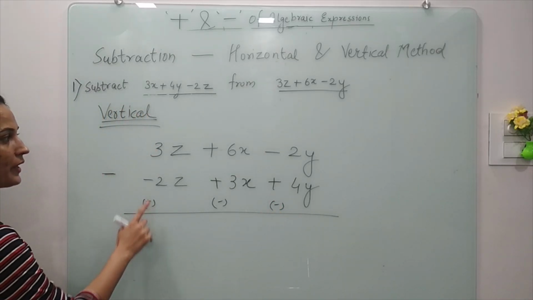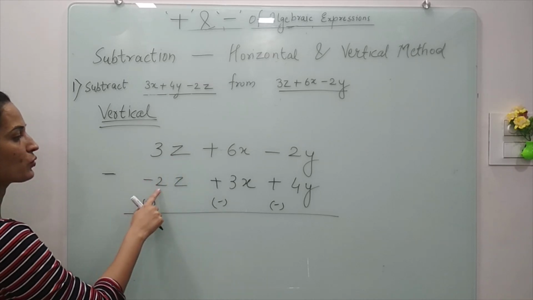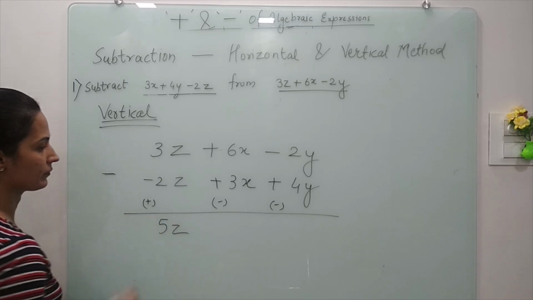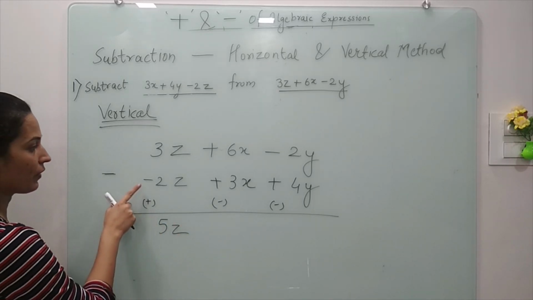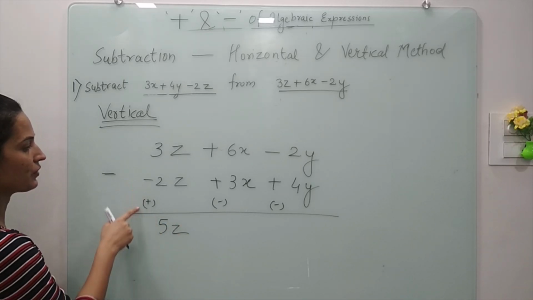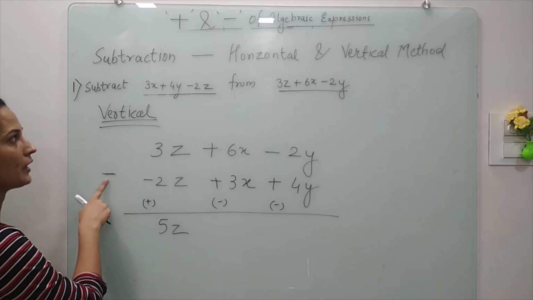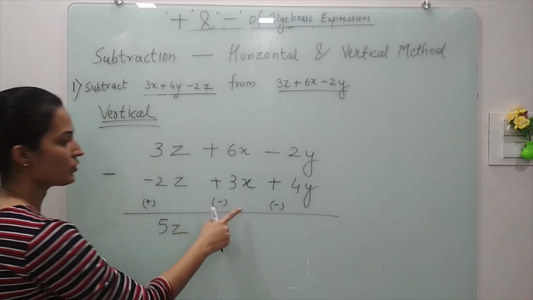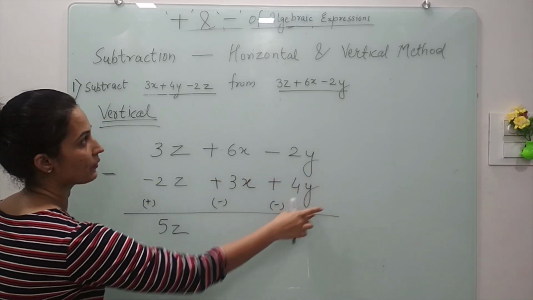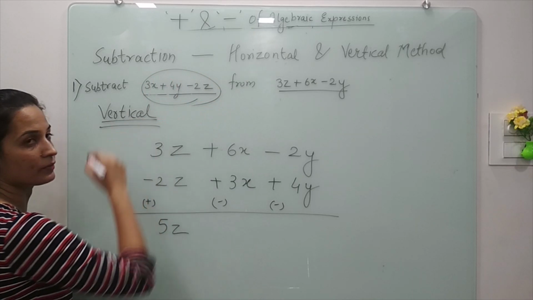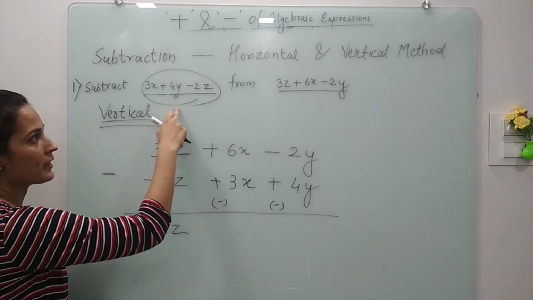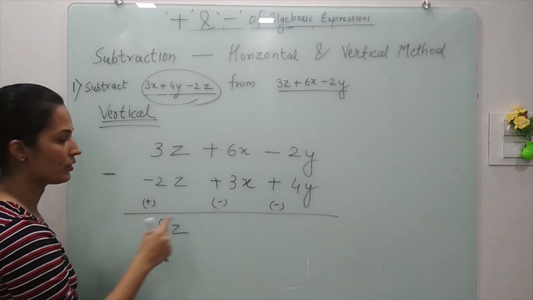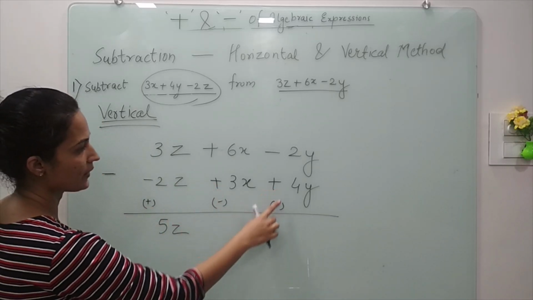So what I will do here is 3z plus 2z. That will be equal to 5z. Be careful how you have to solve it, is the sign changes here. When you are doing subtraction in the vertical method, the sign of all these terms will change. The sign of the second expression, the polynomial which we are subtracting, the terms of this expression will change. So this is plus, this is minus and this is minus.